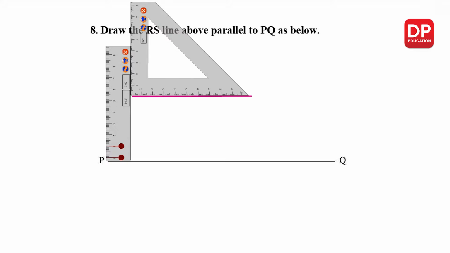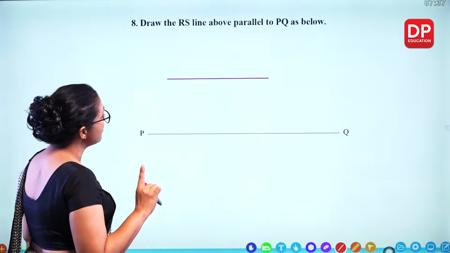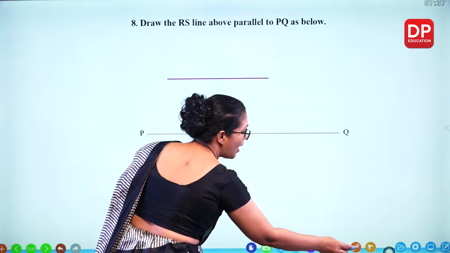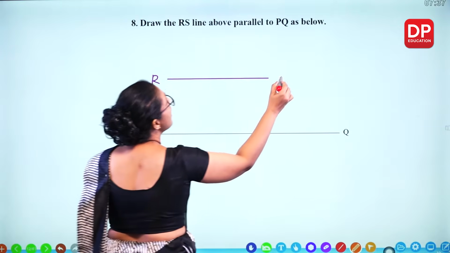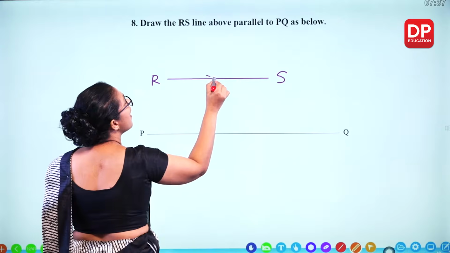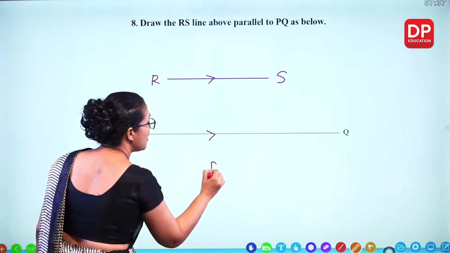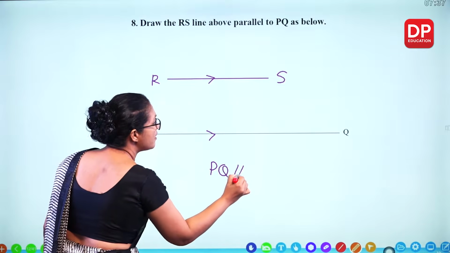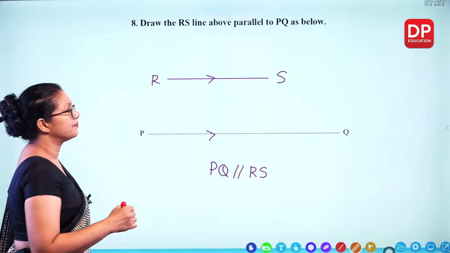So I can draw the line parallel to PQ and label this as RS. And I can show with an arrow these two lines are parallel. PQ line is parallel to RS.